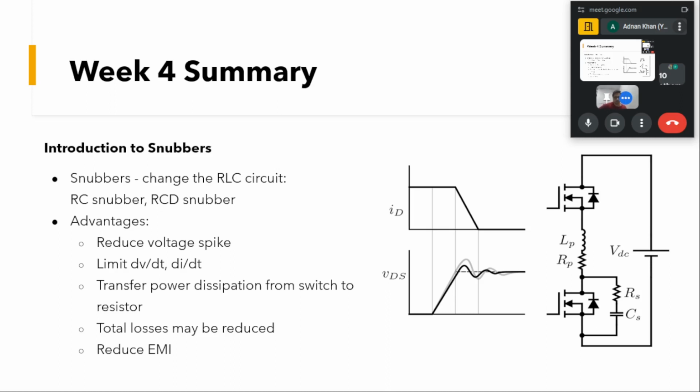in the devices. Also, as we discussed, these snubber circuits limit the dv by dt and di by dt across the devices, which may in turn reduce the EMI issues, which are mainly due to this dv by dt, or the rate of change of the voltage and the currents.